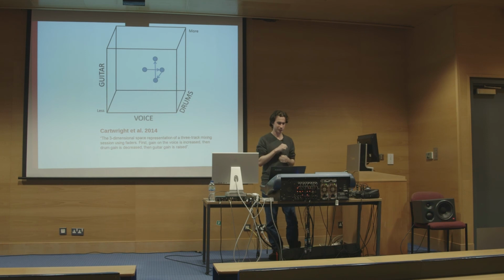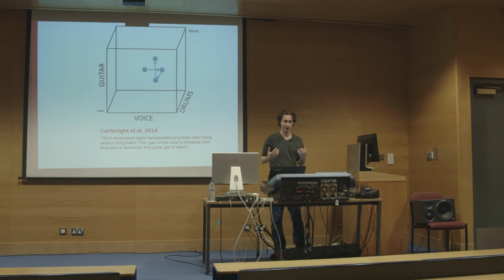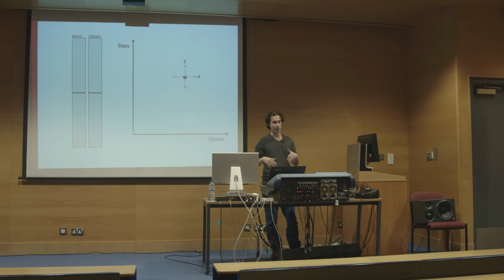At the very beginning of 2014, it was just this one graph, which is referred to as a three-dimensional space representation of a three-track mixing session using faders. And my argument is it's a very good representation of the fader values, but it's not really a representation of the mixing process. Because as you move through this space, it's not clear how the mix is changing, other than gains are being adjusted. A good way to illustrate this is just to go dimension by dimension.